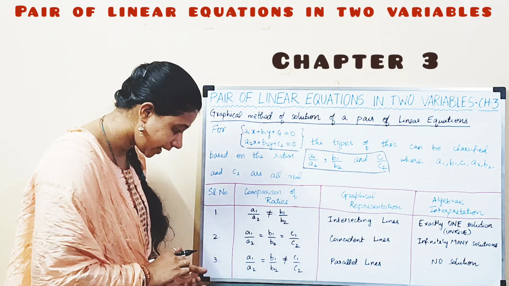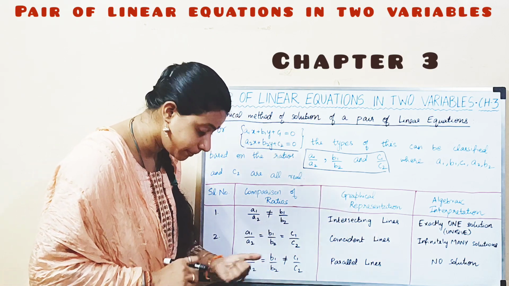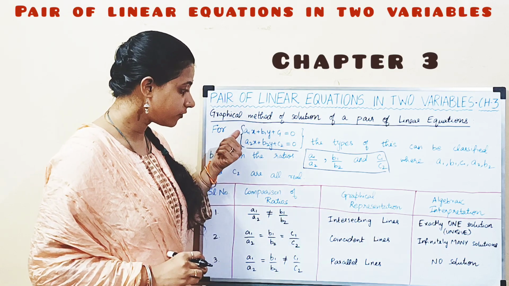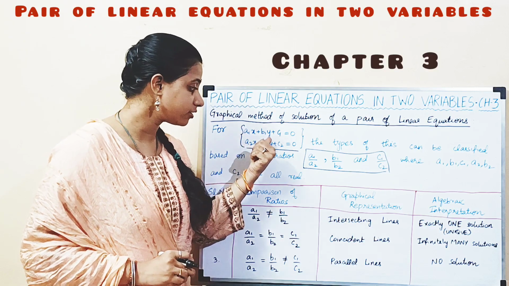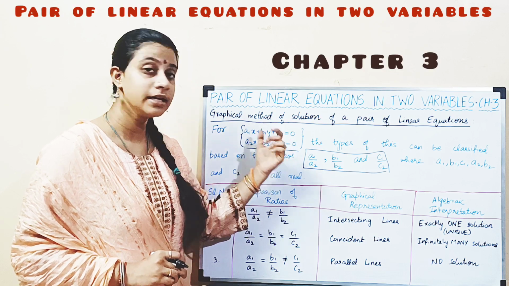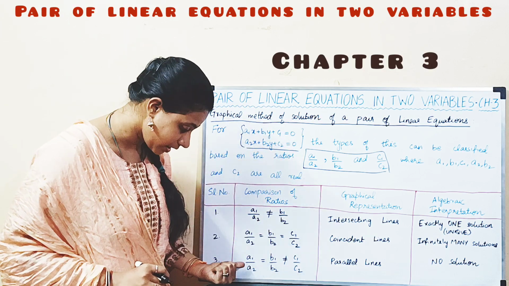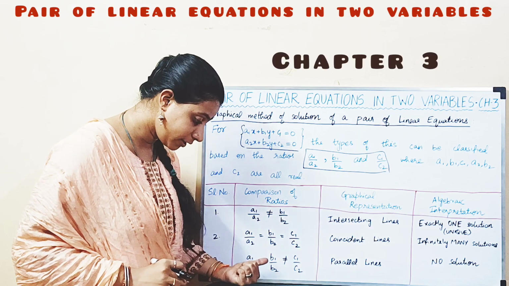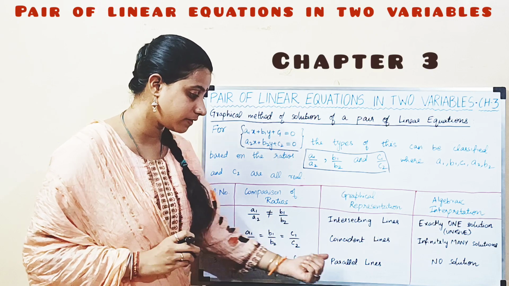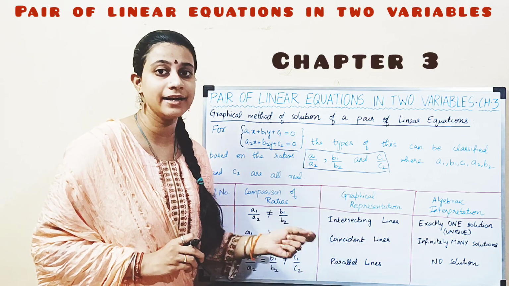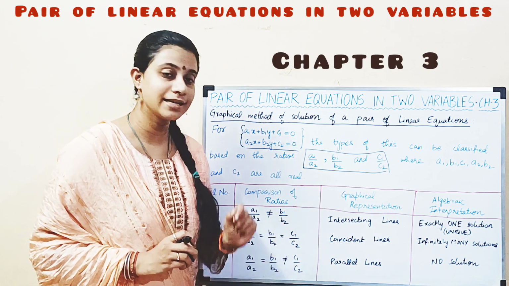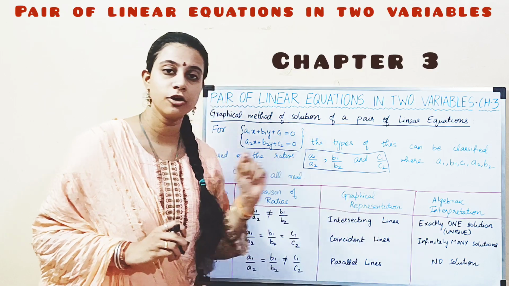Coming to the third case, a1 by a2 equal to b1 by b2 and not equal to c1 by c2. The ratio of the coefficients of the variable x and the coefficients of the variable y are equal, but the ratio of the constant term is not equal to these two ratios. That is what we are representing here: a1 by a2 equal to b1 by b2 and not equal to c1 by c2. In this case, we will call the lines parallel lines, and the equations representing the parallel lines do not have a solution, or we can say no solution.